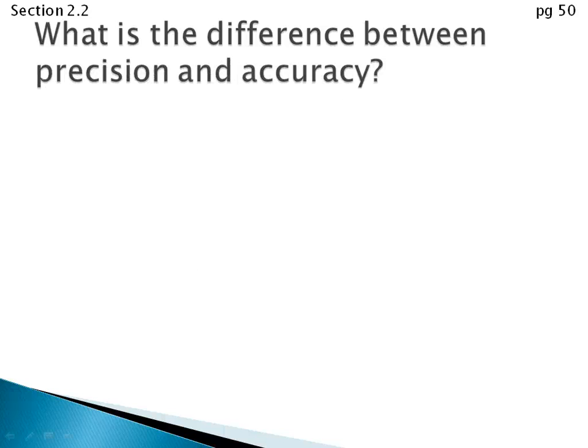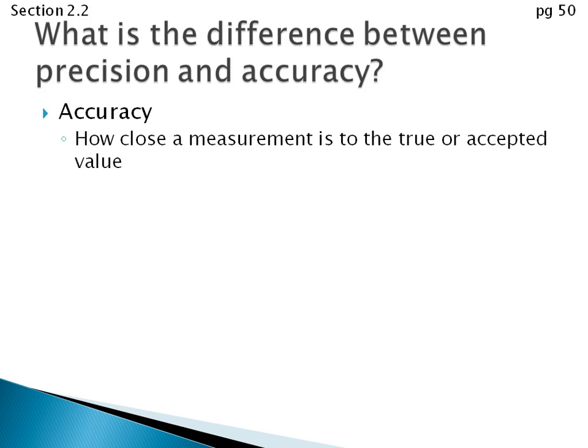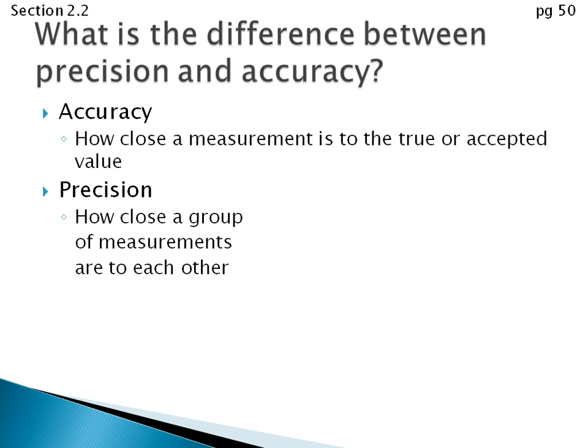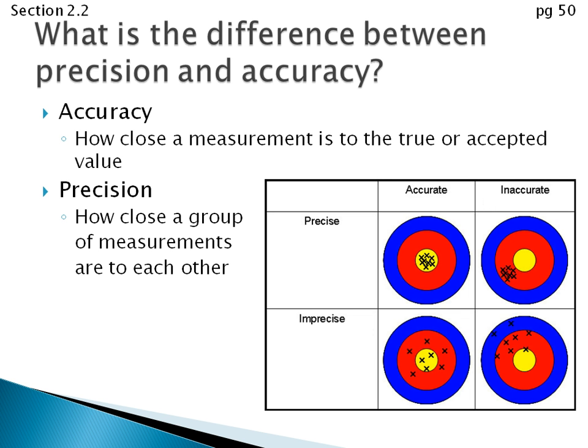Moving on then, what is the difference between precision and accuracy? Accuracy is how close a measurement is to its true or accepted value, while precision is referring to how close a group of measurements are to each other. We have a table here we can see of a dartboard, and we can see the combination of accurate and precise, inaccurate and precise, imprecise and accurate, and inaccurate and imprecise.